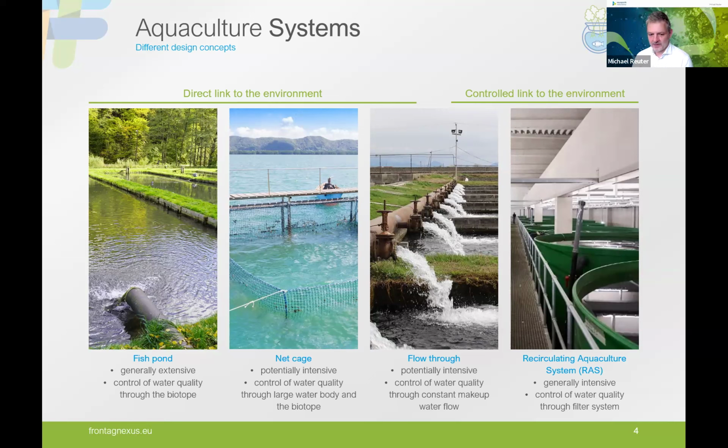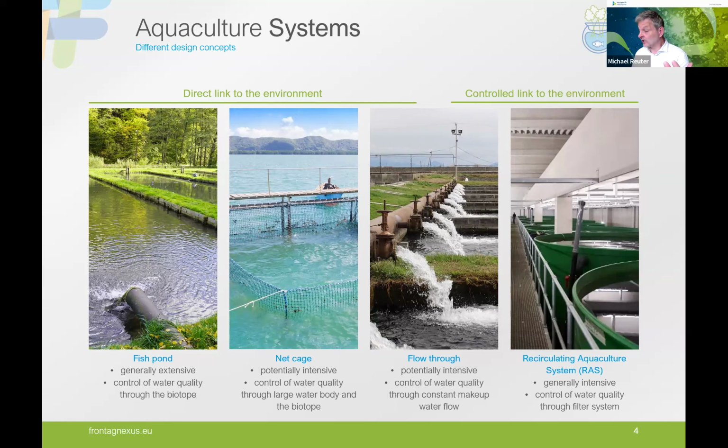And this is the way how the water quality inside the net cage is controlled, because everything that's produced like waste from the fishes in the net cage can get out of the net cage and suspend in the large water body of the lake. And there again, the biotope takes care of handling the waste products of the aquaculture. But here also the aquaculture has a direct link to the environment and a direct impact on the biotope and the water quality in the lake.